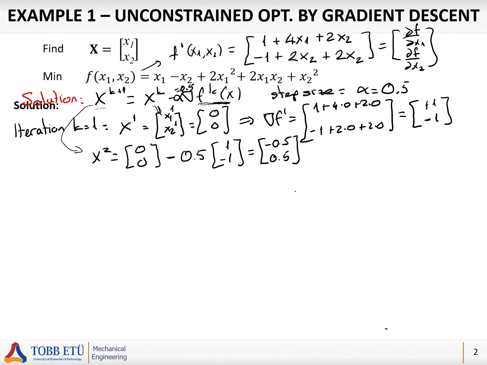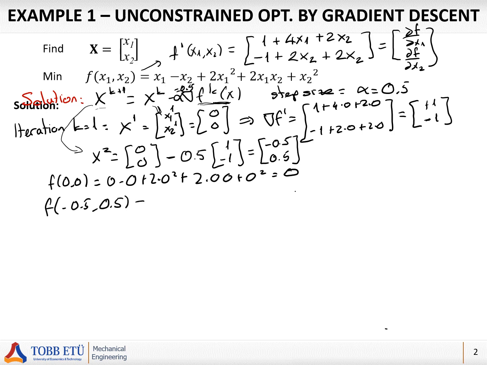Okay, now we will have the second iteration, but before that we need to check a convergence. Of course, we need to calculate the function value for these values as well. That's why let's calculate the function value for this point. Actually, we can calculate it with 0, 0. Let's do that first for the initial value. So f(0, 0) is equivalent to 0 minus 0 plus 2 times 0 squared plus 2 times 0 plus 0 squared equals 0. And for minus 0.5 and 0.5, I will not write these again. Here simply just substitute minus 0.5 and 0.5 and you will get, actually let's write for the first one.